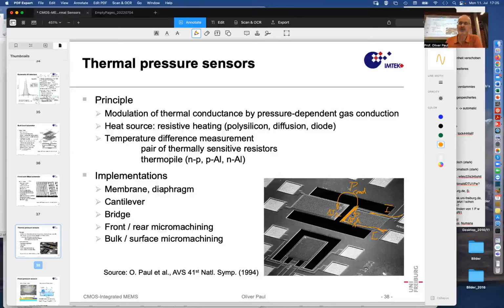And that delta T2 depends on the pressure of the gas. Because if there is vacuum, there will be very little heat transfer. Well, by irradiation, of course, still a bit. But if the pressure of the gas is high, of course, there will be a lot of heat transfer, and then the delta T will be large. And then you can measure that delta T with respect to the T0 of the chip by integrated thermopiles.